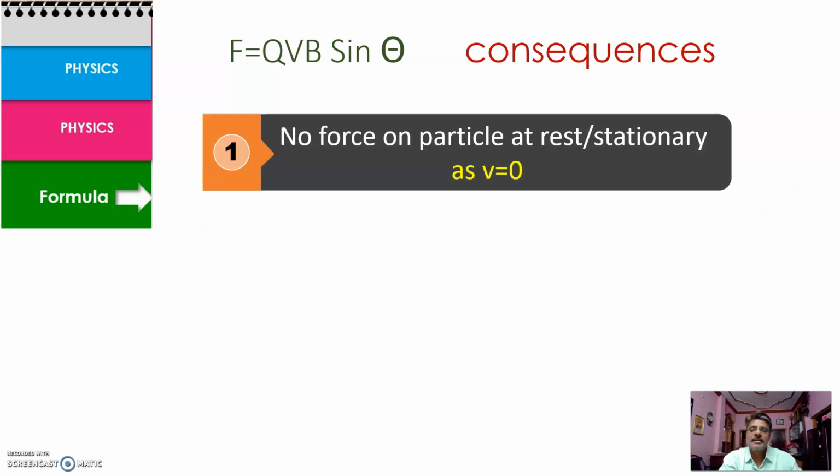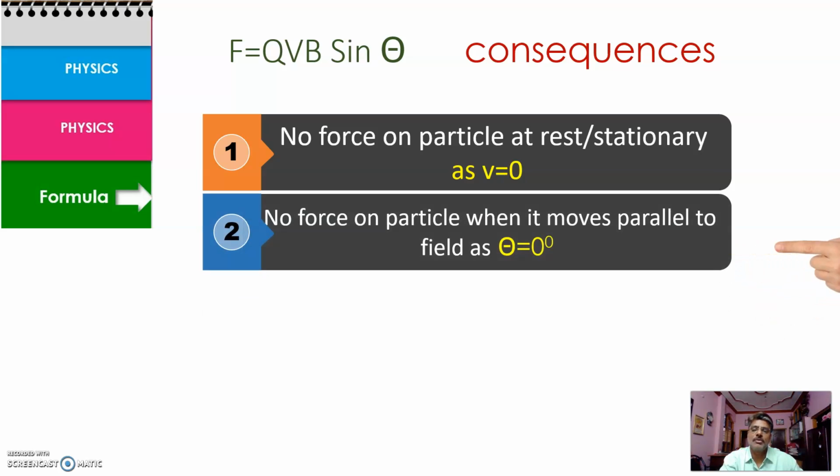The first thing is that there is no force on the particle at rest, or a stationary particle. That means as v is equal to 0, the particle will not experience any force, which means that the magnetic field cannot apply force on stationary particles. So the magnetic field can apply force only on the particles which are in motion.